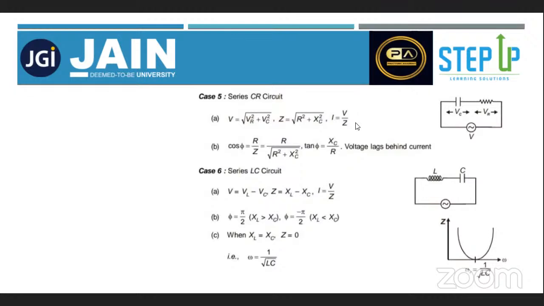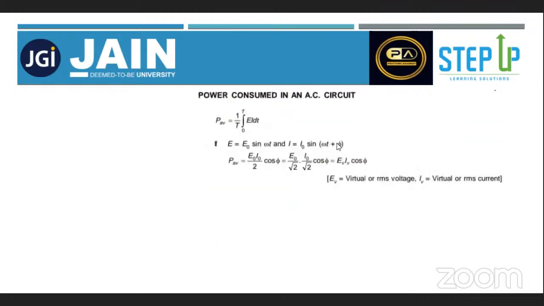I will be equal to V by Z. Cos phi is written like this. Okay, so voltage is lagging behind. Or we have a series LC circuit, where there is no resistance. So at that time I have only an inductor and a capacitor, then what will be the situation? Okay. Next, this is important for you.